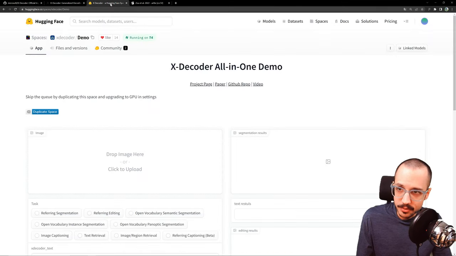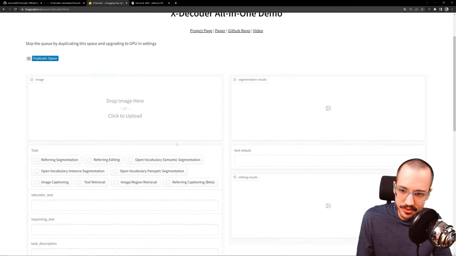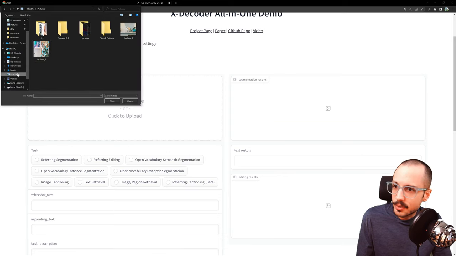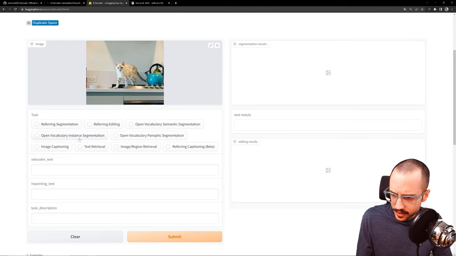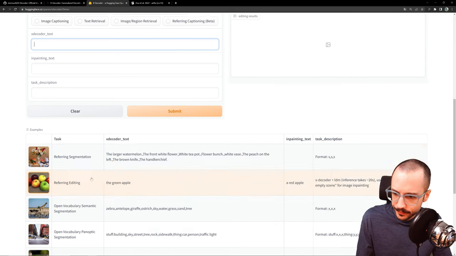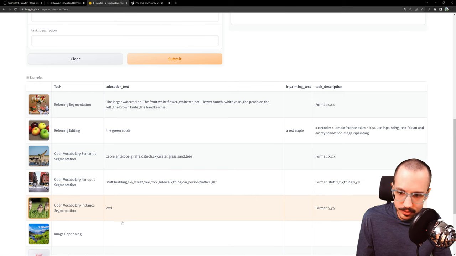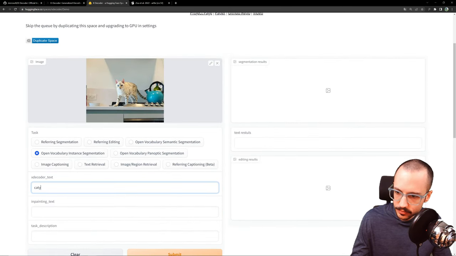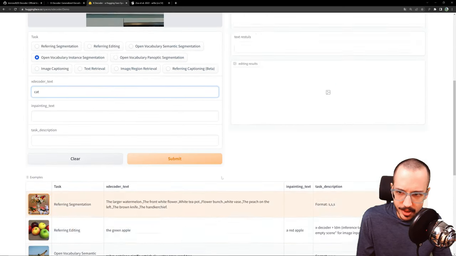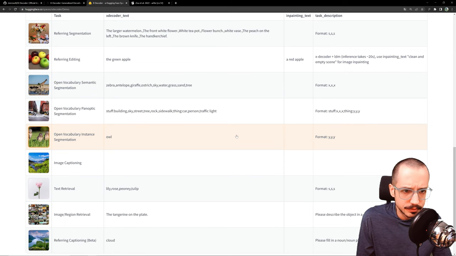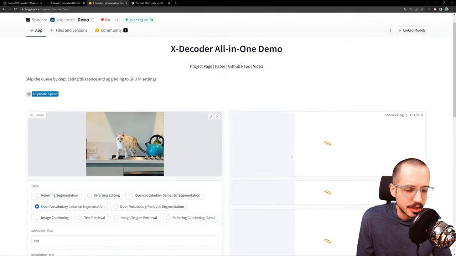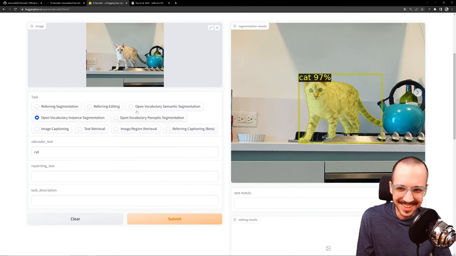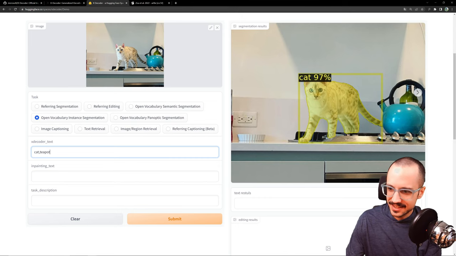I'm kind of excited to try that out. I think once we finish the paper, I want to try it out. I have some pictures of Boo here. Let me actually do that while we're here. So this is my cat, Boo. And let's do open vocabulary instance segmentation. Let's do cat. Ha! There you go. Look at that. Let's do cat, teapot.